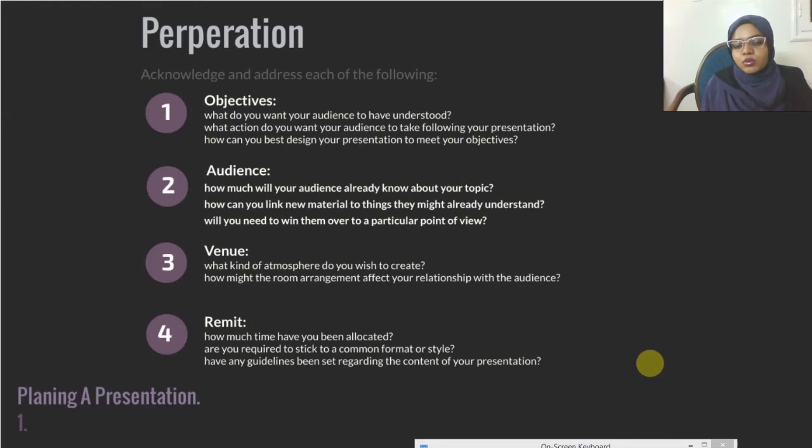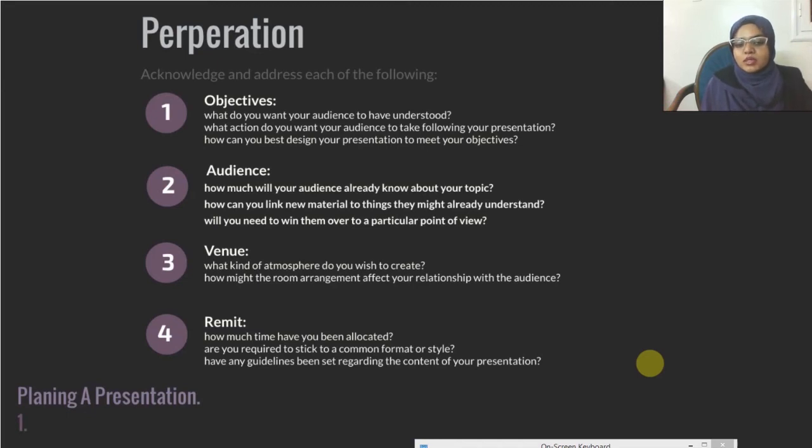Number three, the venue. The venue is the room or the hall where the presentation is presented. What kind of atmosphere do you wish to create? And how might the room arrangement affect your relationship with the audience?